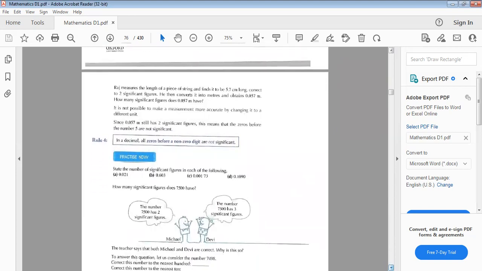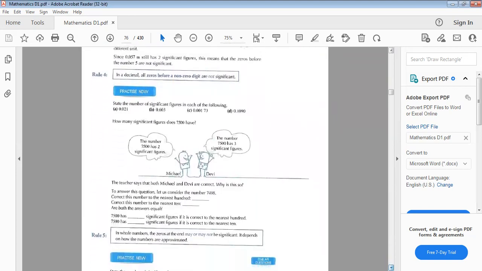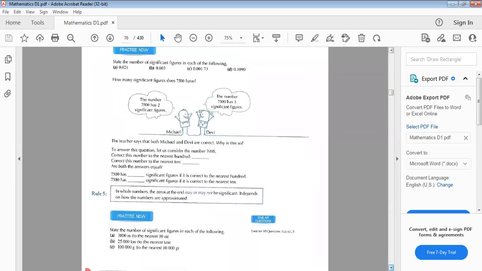Then rule number 5 is that zero may or may not be significant in a whole number. It depends on how the numbers are approximated. Okay, so it's all about 5 rules to identify which numbers are significant. Okay, so now let's start.